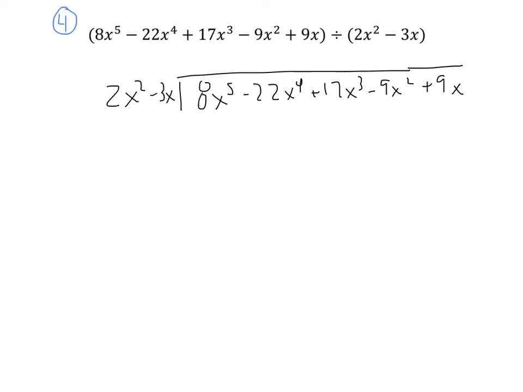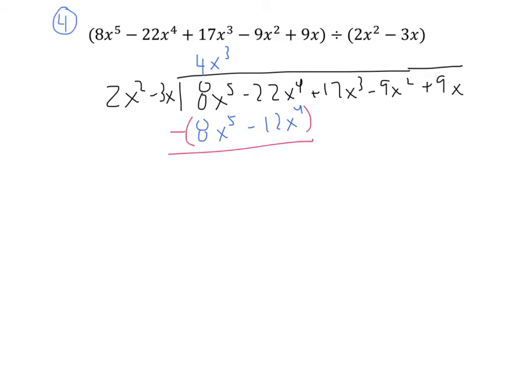All right, so let's kind of do the first part together. The key really is you only need to think about the first part here, 2x squared, going into 8x to the 5th. How many times would that happen? Right, that would go in 4x cubed times. Right, so now we're going to multiply. Remember, we're multiplying 4x cubed by this whole thing, 2x squared minus 3x. Right, that would be 8x to the 5th minus 12x to the 4th. Okay, and then we're going to subtract.